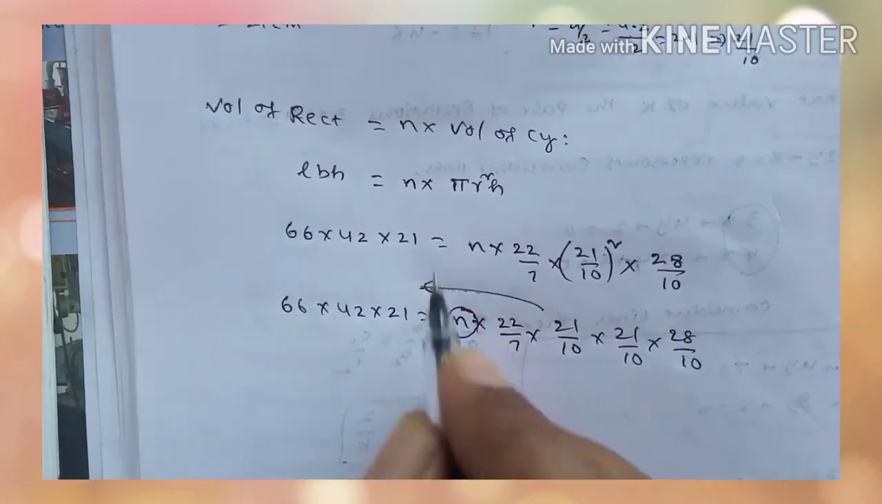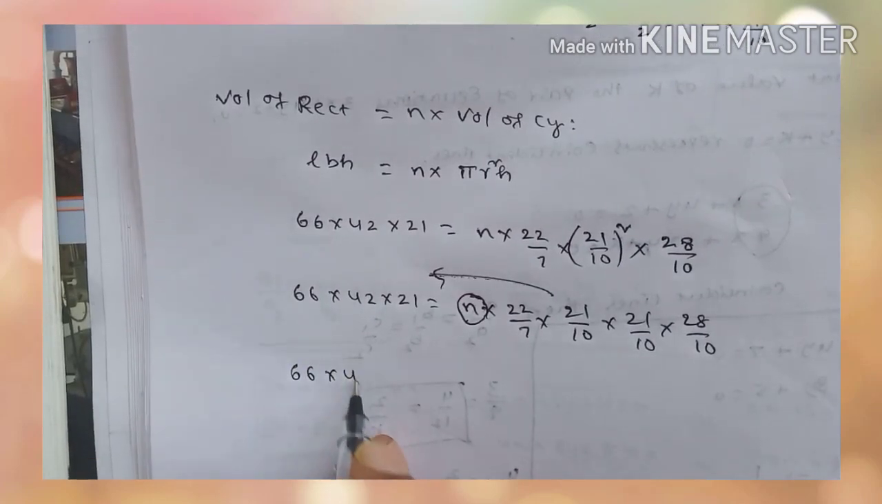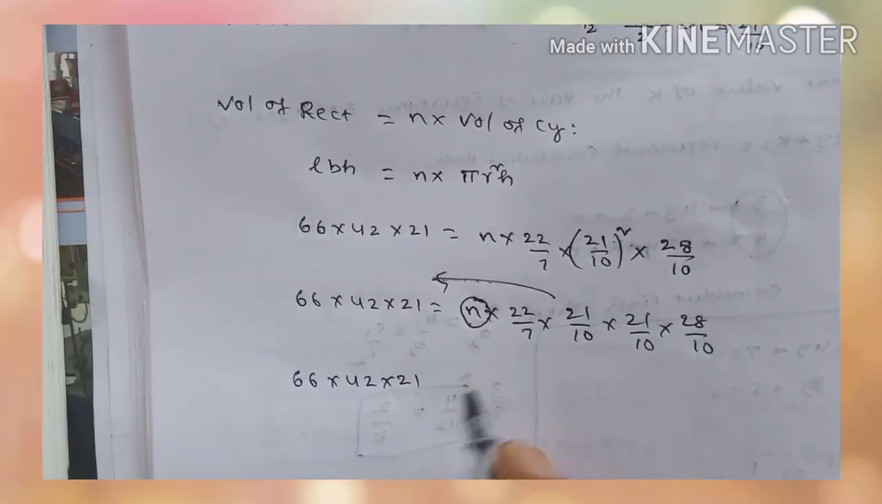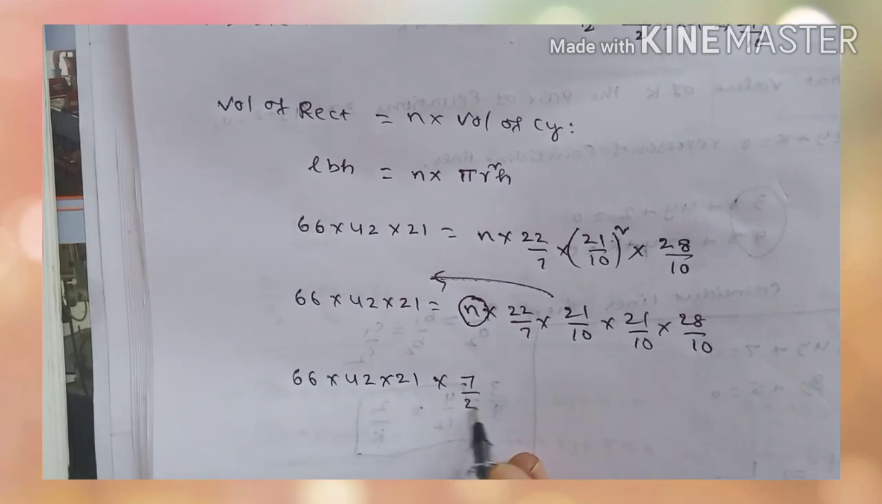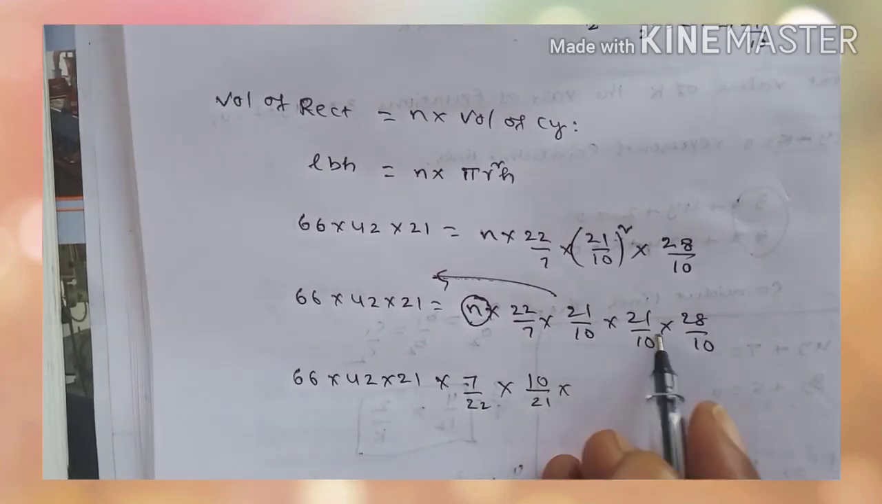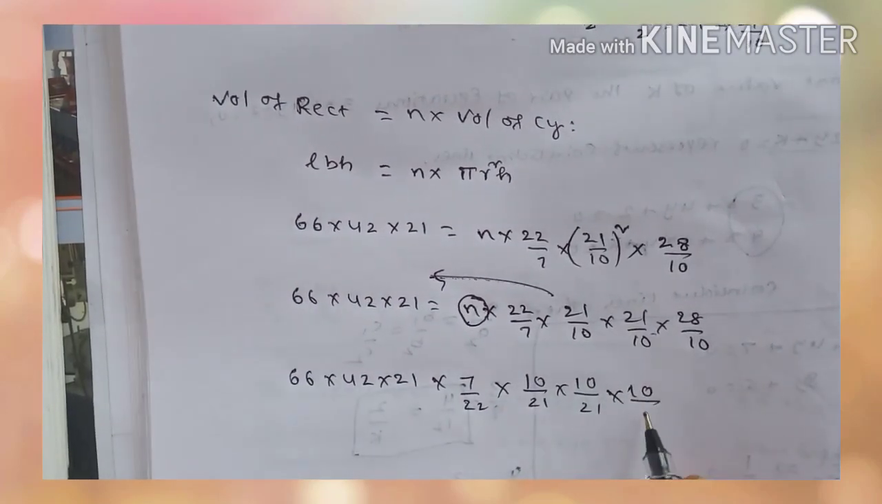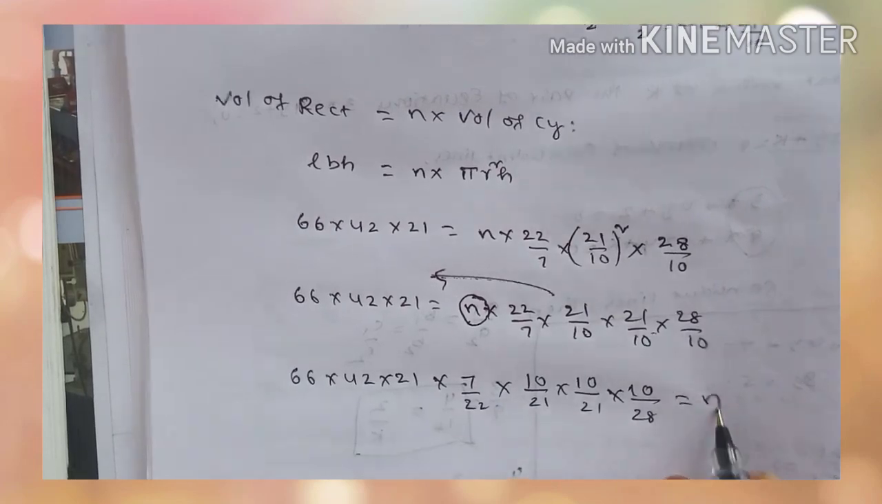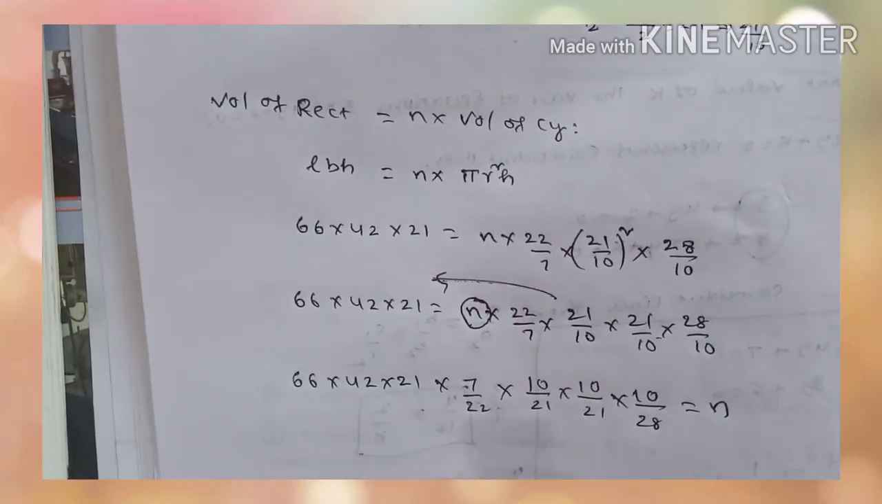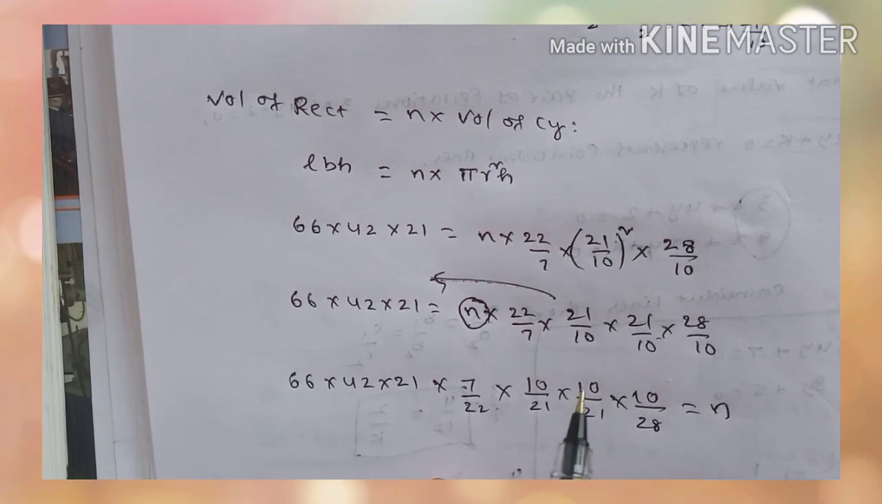Except n, transpose all the terms to the opposite side, so that 66 into 42 into 21 into the transposed 7 by 22, 10 by 21, 10 by 21, 10 by 28 is equal to n. If we cancel all these, you will get the result. This will be the final answer.